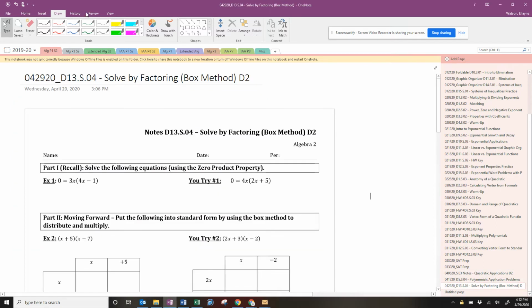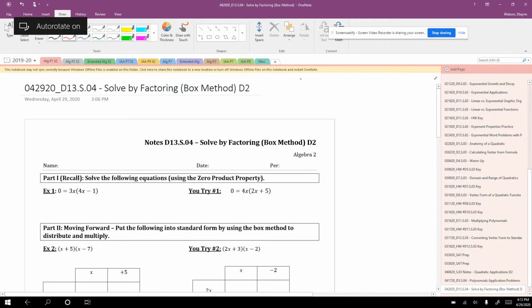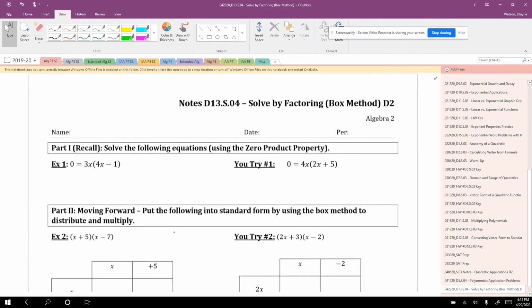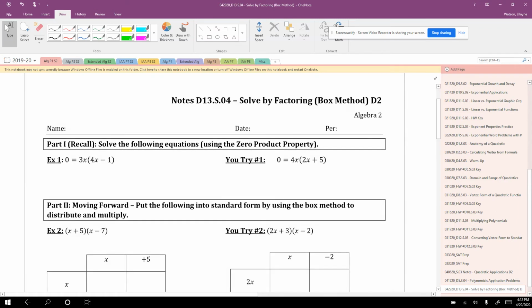All right, let's get to it. We're going to start with a little bit of recall. Zero product property, which we learned earlier this week and are going to continue to use today. So first problem I'm going to do for you as an example, and then ask you to try the second one on your own. So zero product property says that if two numbers multiply and equal zero, then at least one of them has to be zero.